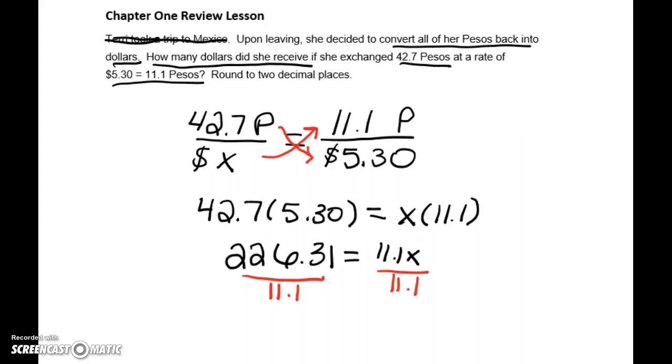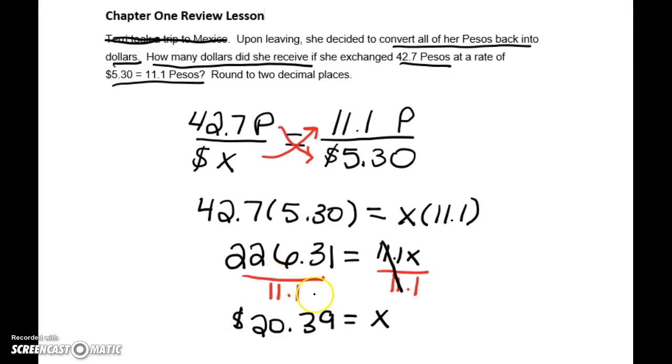When you put that into your calculator, 226.31 divided by 11.1 should give you 20.39. And that's equal to, so 11.1 divided by 11.1 will give you 1. So this is 1x, or we can just write x. So that means that 42.7 pesos will give you $20.39.